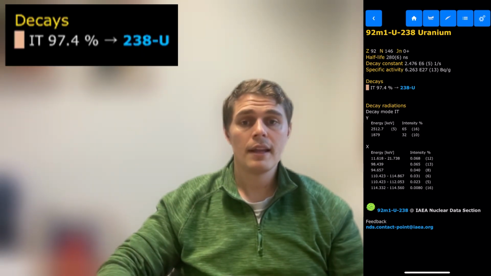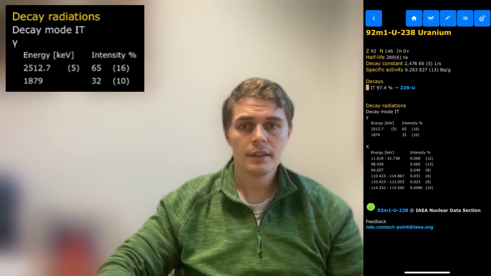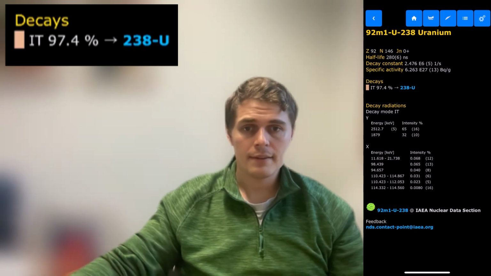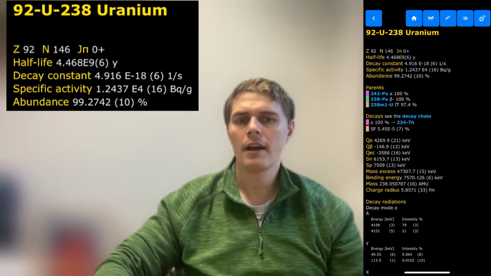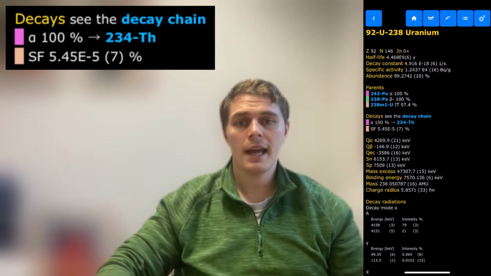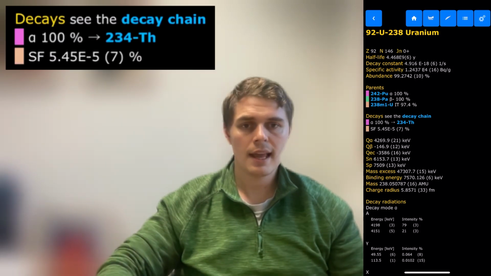This is a release of energy in the form of gamma rays to lower the energy state of the excited nucleus. And we can see that it decays back into uranium-238, but without the M. Clicking on the 238, we can see that it has a massively different half-life of 4.5 times 10 to the power 6 years, but it's still not stable and decays by alpha emission and potentially by spontaneous fission given by SF.